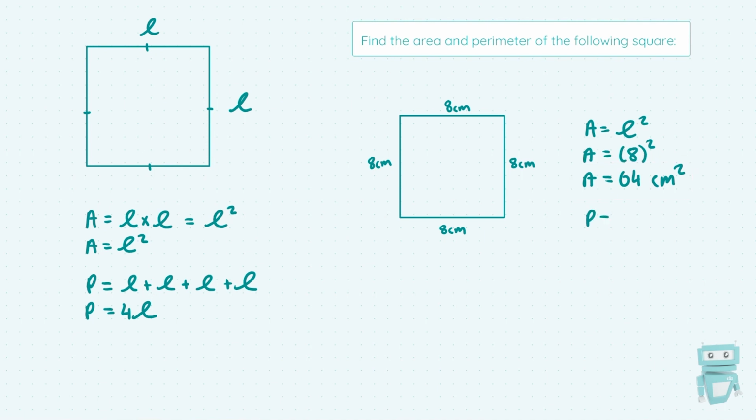Next on to the perimeter, and the perimeter formula here is 4 by L. So the perimeter is going to be 4 multiplied by 8, which I hope you'll agree is 32. And we're going centimeters for our perimeter. Nice and handy. Let's make this a little trickier.